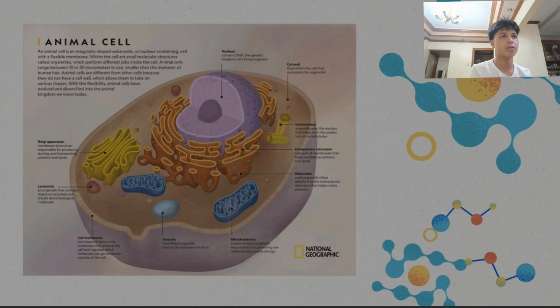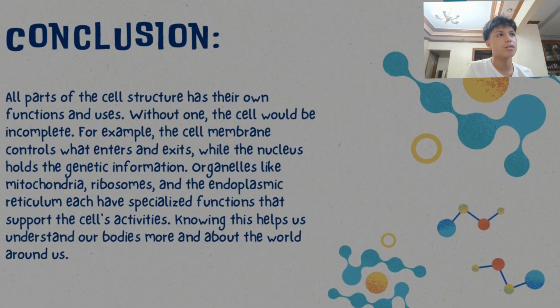And we have our conclusion. All parts of the cell structure have their own functions and uses. Without one, the cell would be incomplete. For example, the cell membrane controls what enters and exits, while the nucleus holds the genetic information, and the endoplasmic reticulum each have specialized functions that support the cell's activities. Knowing this helps us understand our bodies more and the world around us.